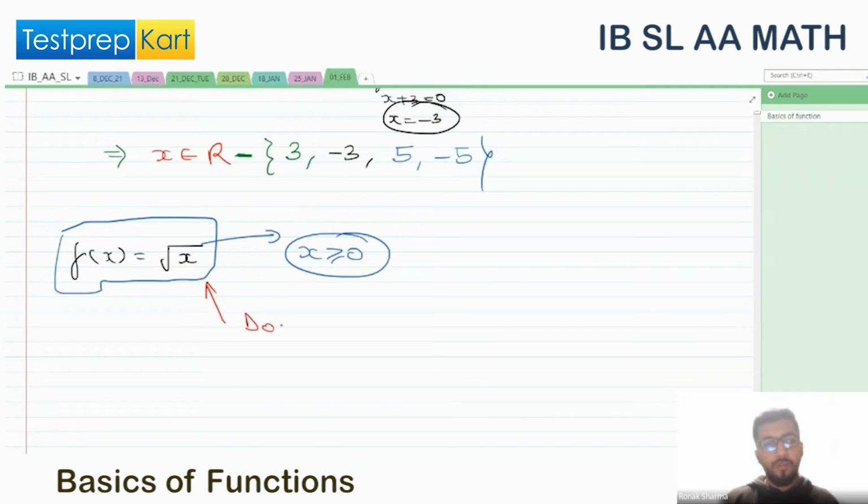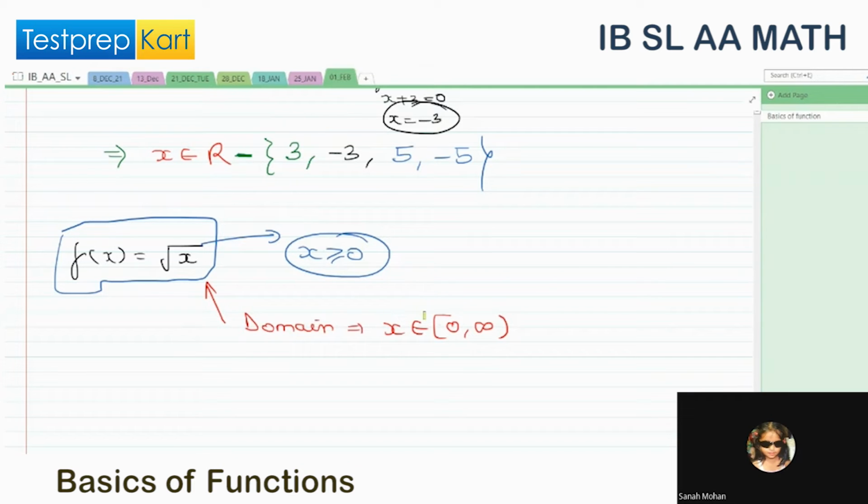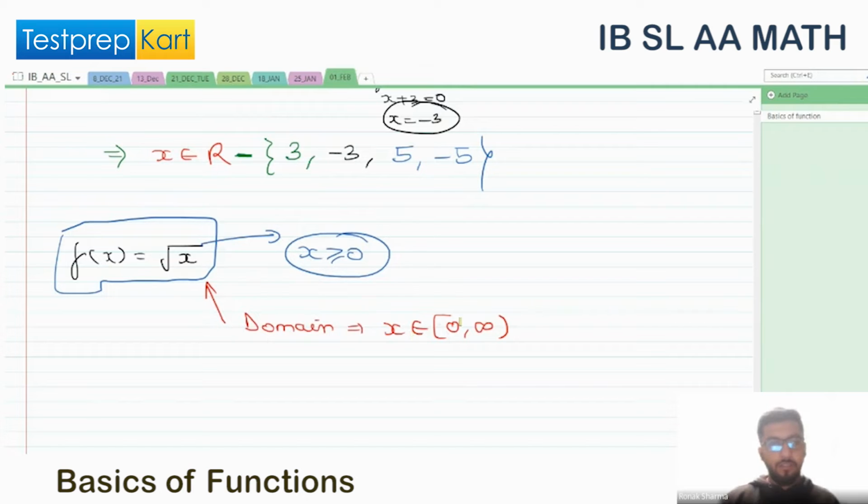So if we go for domain, so domain is simply what? Do you know this notation, like closed 0 to infinity, interval notation? You know that, right? So what does it mean? The highlighted one?